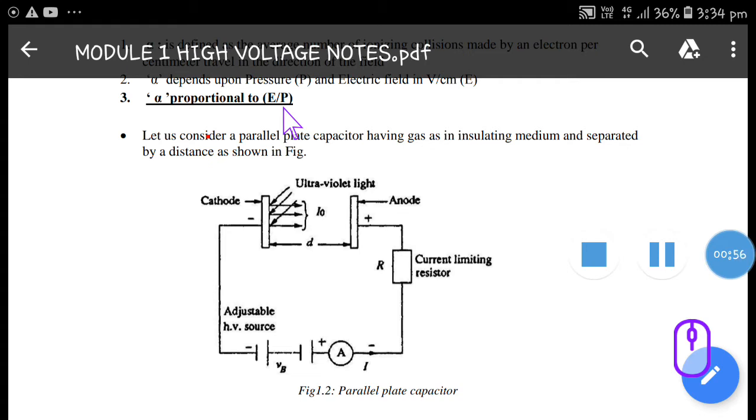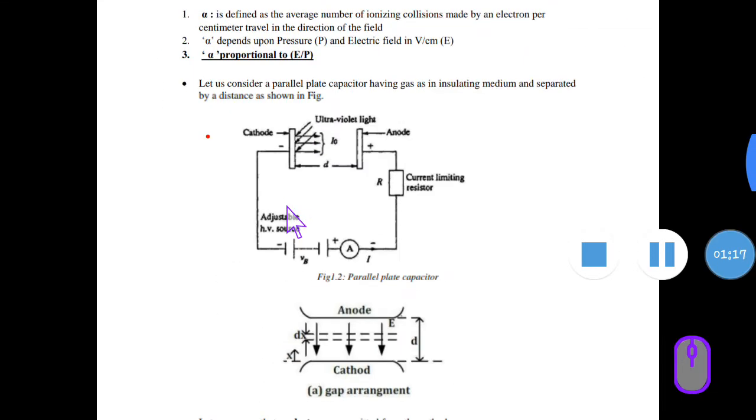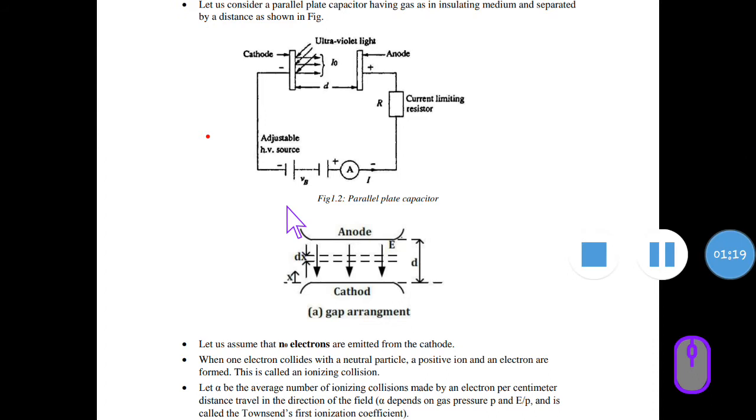Okay. Now let us consider a parallel plate capacitor with two plates, one is the cathode and the other is the anode, with a source applied across these electrodes, which are immersed in a gaseous dielectric, separated by a fixed distance. Electrons are emitted from the cathode, and when one electron collides with a neutral particle, positive ions and electrons are formed.